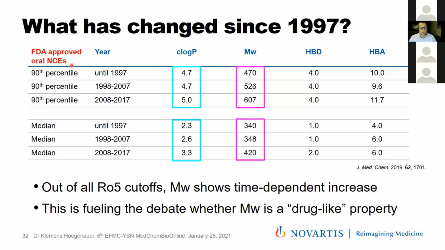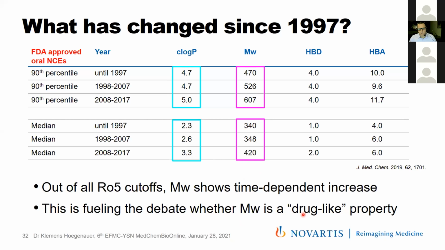So you could say, okay, we became a little bit more lipophilic, at least with the 90th percentile, but what has significantly increased is the molecular weight. Whereas if you look at the median, the logP has certainly increased between 2 and 3, so this is quite significant, but overall has stayed below 5. And again, here you see the trend towards higher molecular weights. And out of all these rule of 5 cutoffs, if you think about it, molecular weight shows the largest time-dependent increase, and it's fueled quite a heated debate in the literature whether molecular weight is really something that you should consider as a drug-like property.